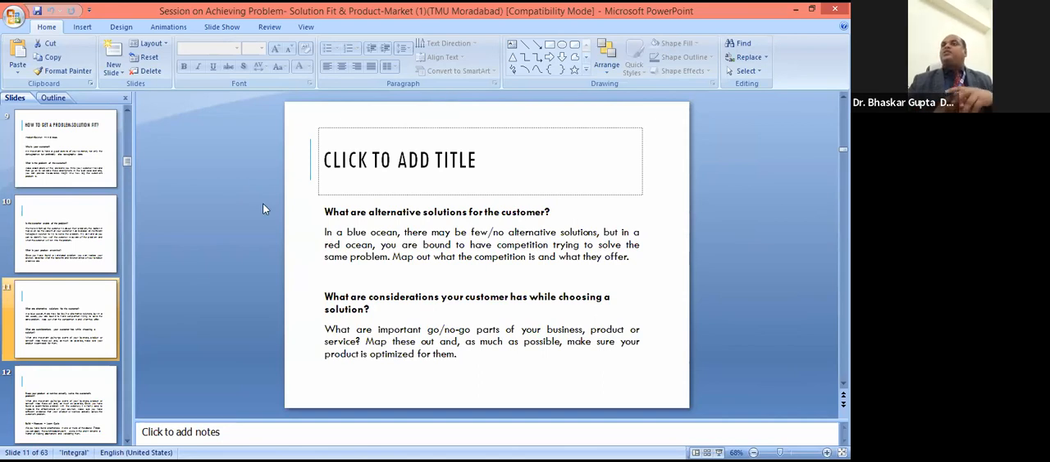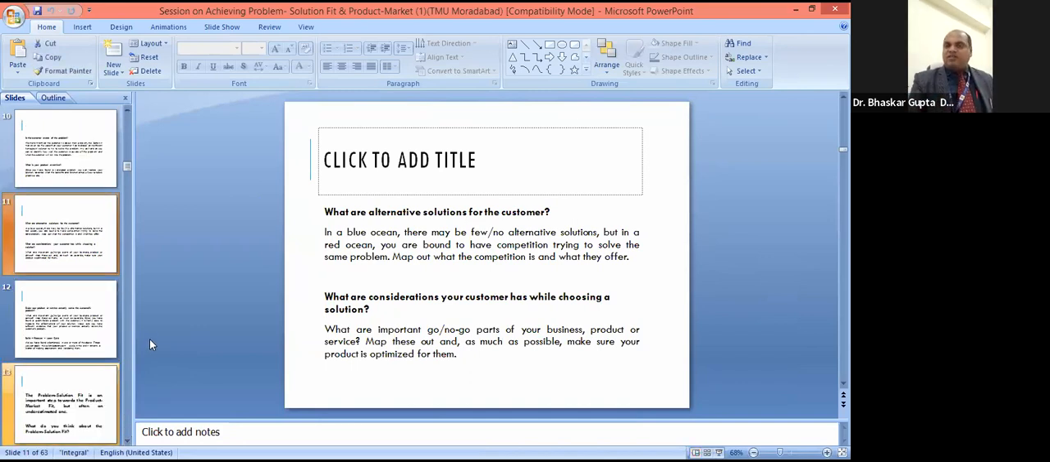What considerations does your customer have while choosing a solution? What are the important go-to parts of your business, product or service? Map these out, and as much as possible, make sure your product is optimized for them. So it is very important. You have to first understand the wants and needs behind the problems. Based on their wants, you have to develop a product, and you have to optimize that particular product or service according to their wants. Otherwise, again, the problem will be there. Next.